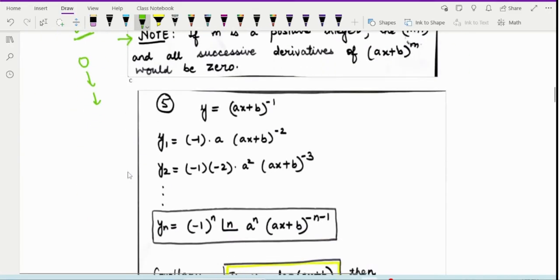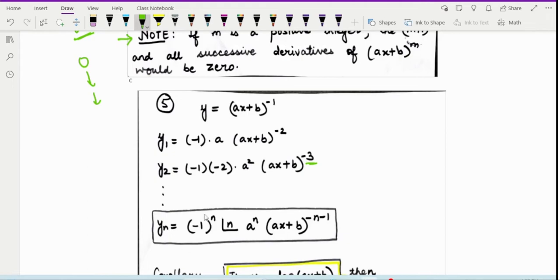Now in particular, if you take the power to be -1, let's calculate 2, 3 derivatives to observe a pattern. If you differentiate once, what do you get? -1 comes here, ax plus b to power -2. It's a simple application of the power formula of derivatives that we have. Let's do one more differentiation to observe a pattern. Now what will happen? You will have -2 dropped here, a will become a square, and the power is going to reduce further by 1, -1. So -2 -1, that makes it -3. So you keep on differentiating like this.